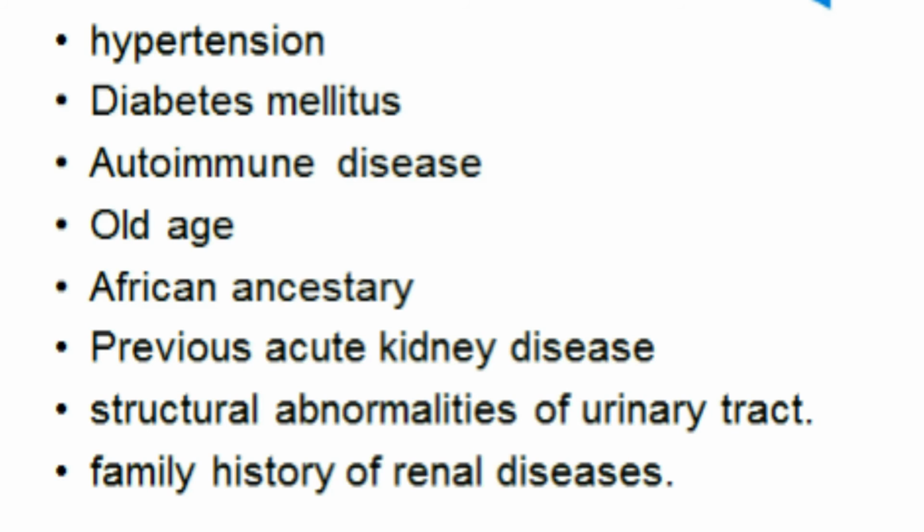Then we will go to the risk factors related to this. The main risk factors in the modern world are hypertension, diabetes mellitus, autoimmune diseases, old age, and African ancestry. Africans are affected more as compared to white people for chronic kidney disease. Other risk factors are a previous acute kidney disease, structural abnormality, and family history of any renal diseases.